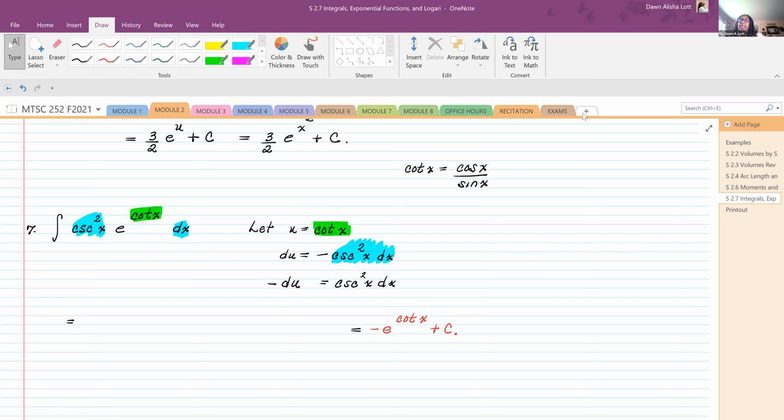Anybody not know how to get there? I'm trying to see who's talking. Hold on. Who said that? It was Lawrence. Okay, Lawrence, thank you for asking because you're not the only one. Okay, so now we're going to substitute back. I'm going to have the integral of e to the cotangent of x. Well, the cotangent of x is just u. See here?